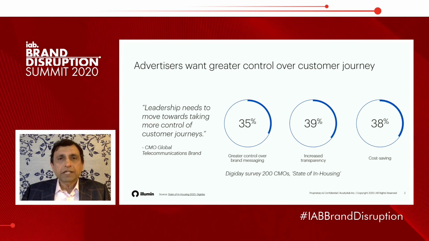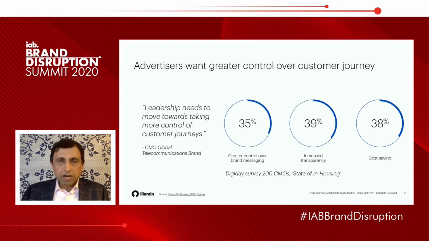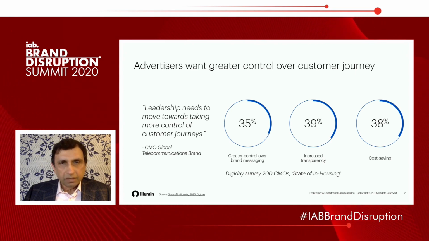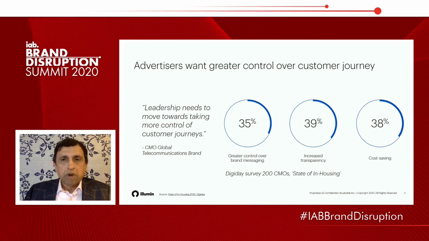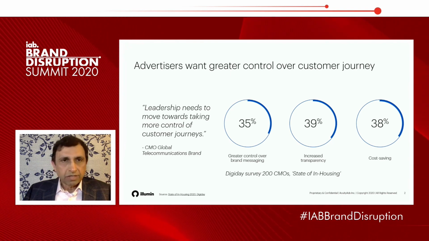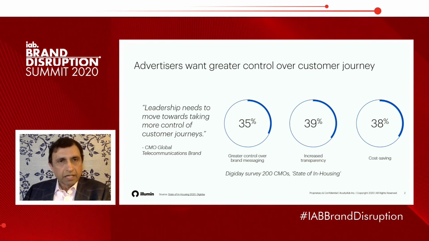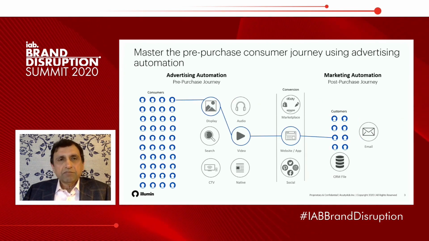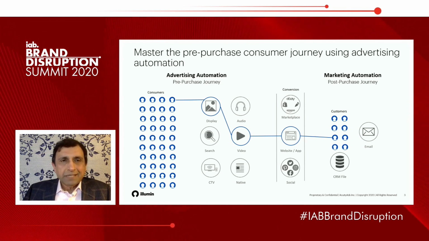So what you see on the screen is what is top of mind for the advertisers. It's about getting the customer journey under control. What does that mean? Dig a little deeper. There are three things they're asking for. One, they want greater control over brand messaging delivered to the consumers; increased transparency, which is better knowledge of marginal cost and understanding of exactly where the cost structure is in terms of what the efficiencies are; and then ultimately cost savings.